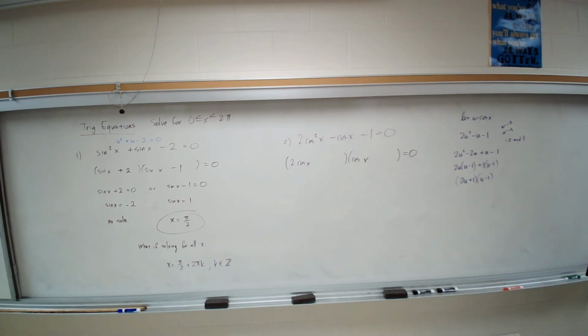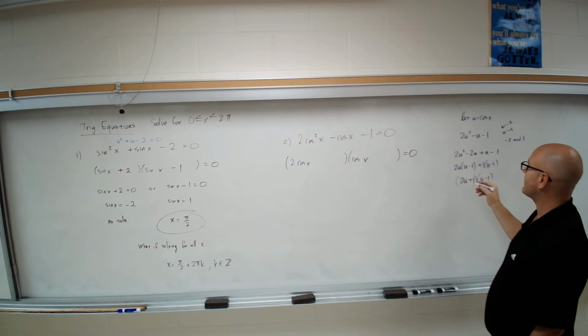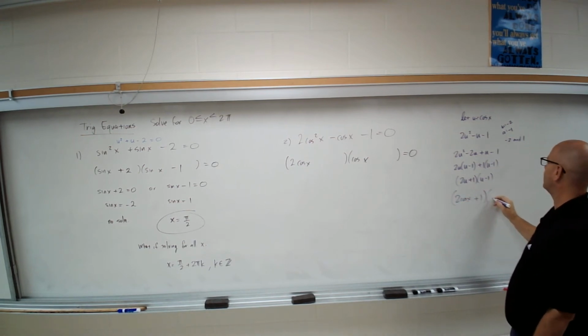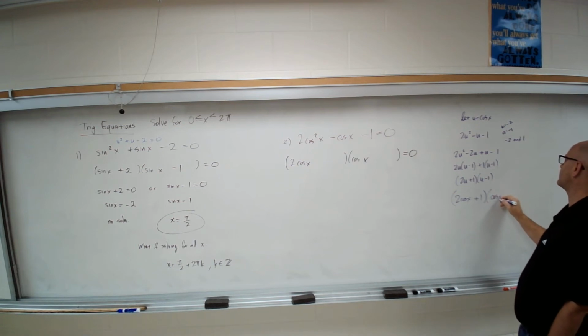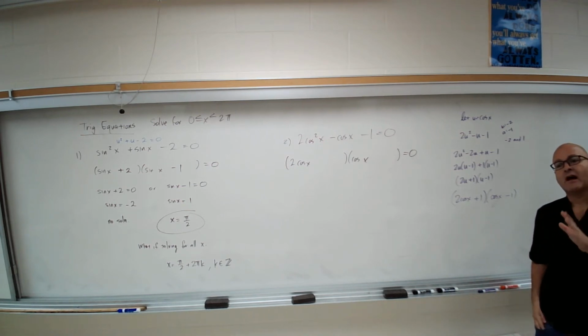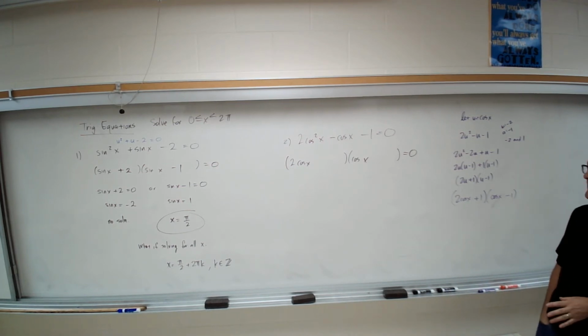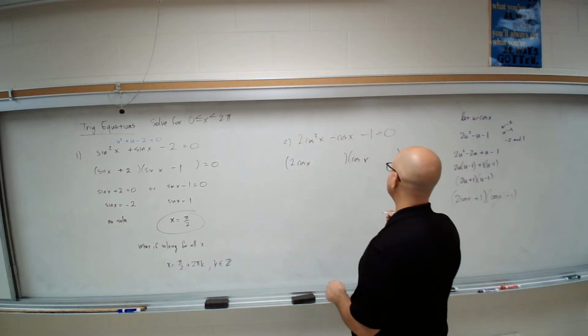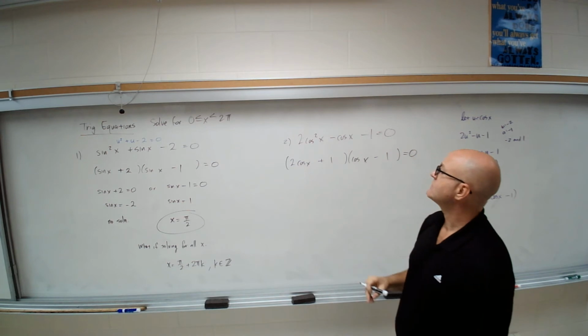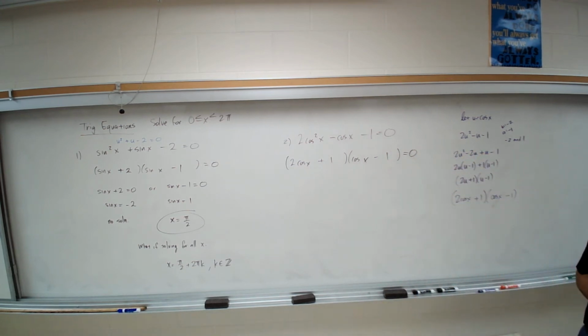And again, to undo it, we just replace all the u's with cosine x. So you get 2 cosine x plus 1, and then cosine x minus 1. So that's one way to factor it. If you're just not at all having luck with leaving the functions in there, that would be a great way to do that. So what did we say? 2 cosine x plus 1, and then cosine x minus 1.